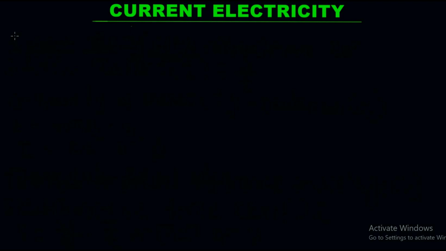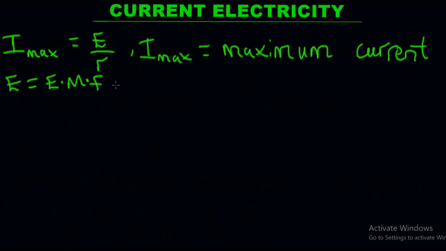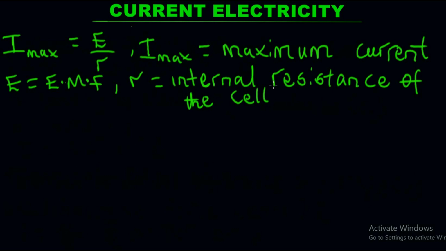So we can represent this mathematically by saying I max equals E over R, where I max is the maximum current. And E still stands for our E.M.F, while R is the internal resistance of the cell. So now, just like we have factors that affect the E.M.F of a cell, we also have factors that affect the internal resistance of a cell. Don't forget, this internal resistance of a cell depends on the E.M.F of the cell.